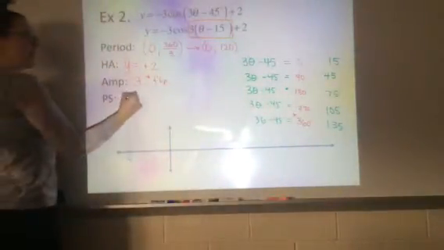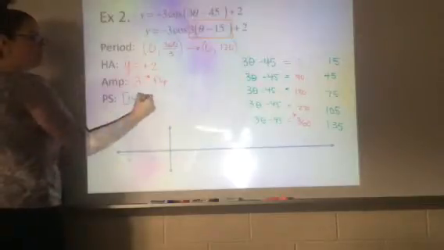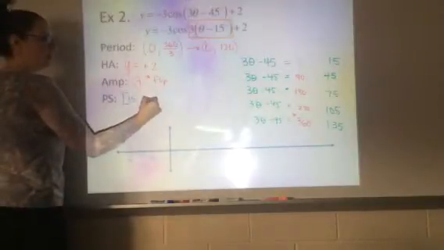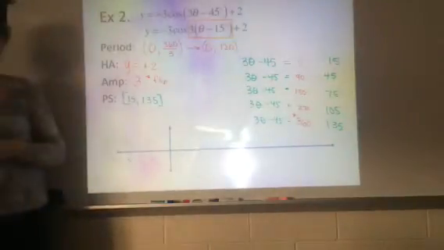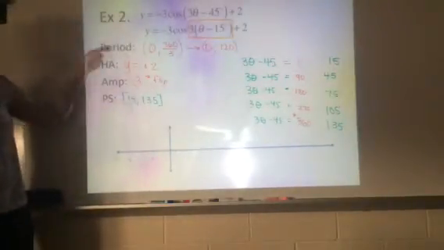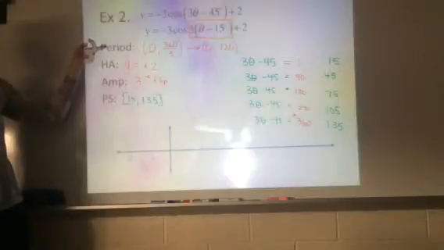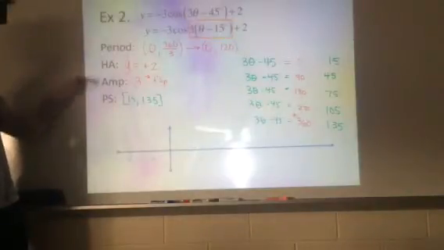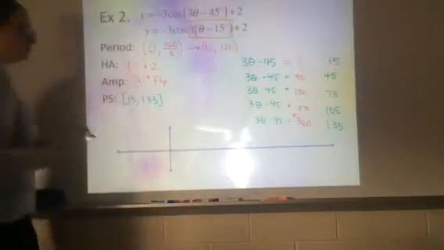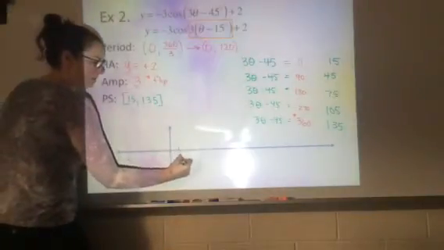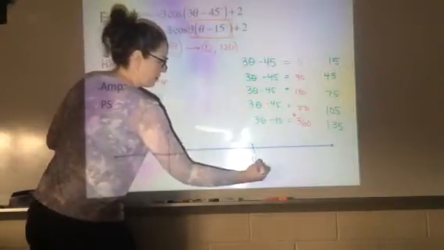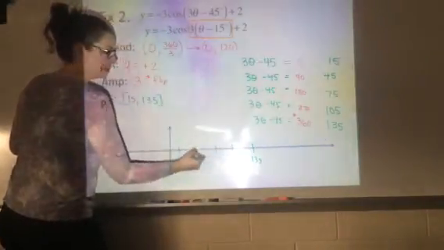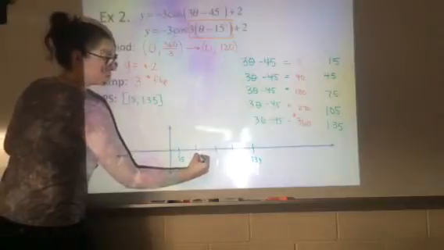It's going to start at 15 and it's going to go to 135. Now if you subtract those, does that agree with what you found for the period? 120 degrees. Yes. So there's a quick check to make sure these two things match. So I'm going to start at 15 degrees. 15 here. Let's go out here for 135. Let's make this evenly spaced. There's my values.